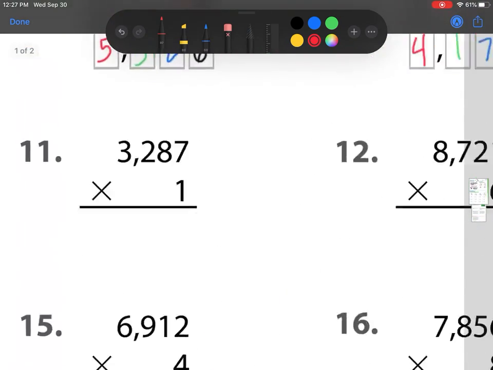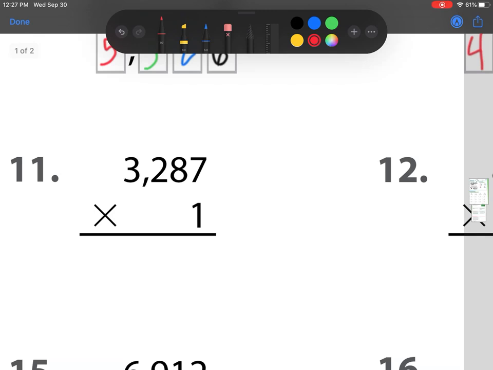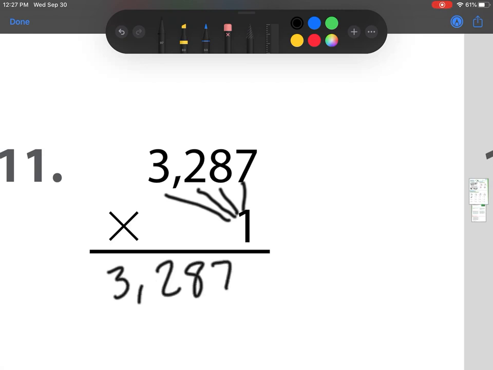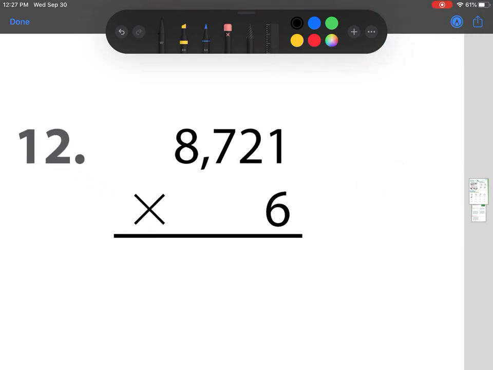We have 3 more rows. There's lots of practice here because this is going to be a skill we're going to use for the rest of the year. What's nice about this one is it's going to be the exact same answer because 1 times anything is always the same. So this one, I don't even have to go through my steps because I know my properties of 1, it's going to be the same answer.